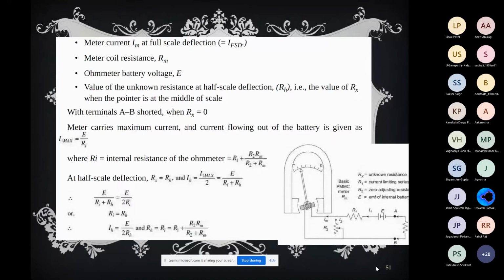If you don't know the equivalent internal resistance, you can change your unknown resistance slowly until you get the half scale deflection, and then that will be the internal resistance. That way you can also back calculate.